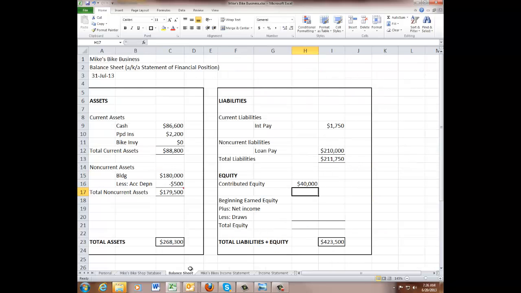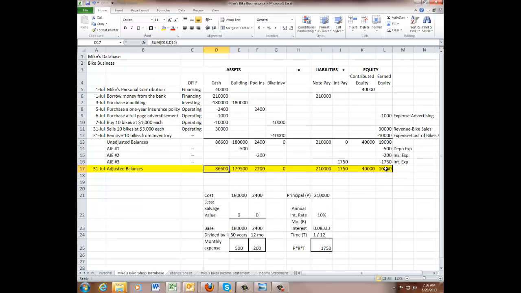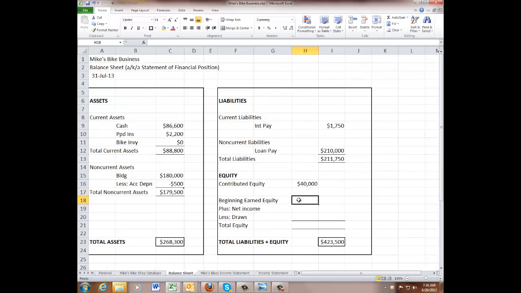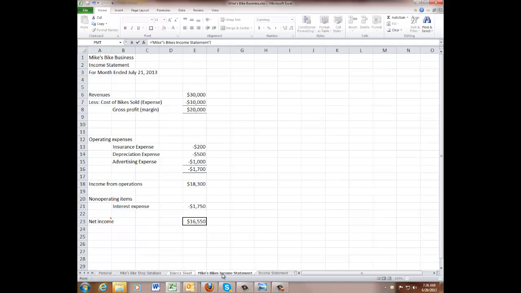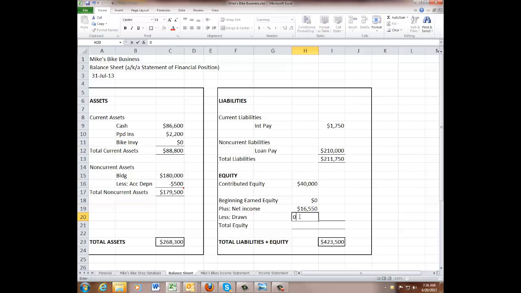And we know that his total ending equity earned is $16,550. But equity earned for a corporation would be called retained earnings. And we take our revenues less all of our expenses. As we saw in our income statement, the sum of that was net income of $16,550. So we can go, beginning earned equity was zero. Our net income, let's just go to the income statement. We'll grab that number. And Mike didn't take any money out of the business this year.